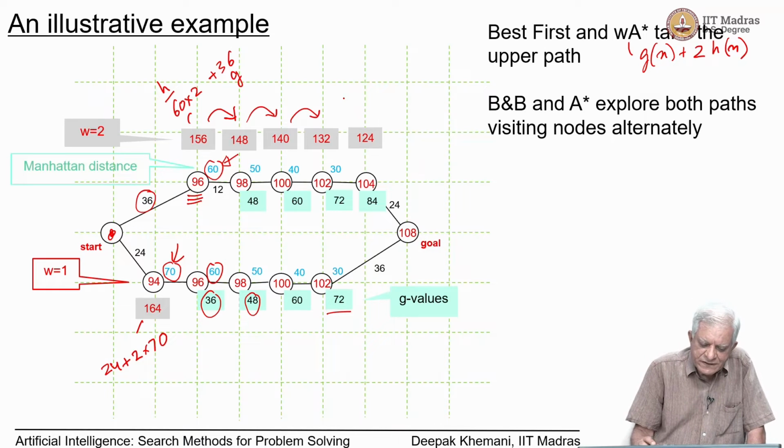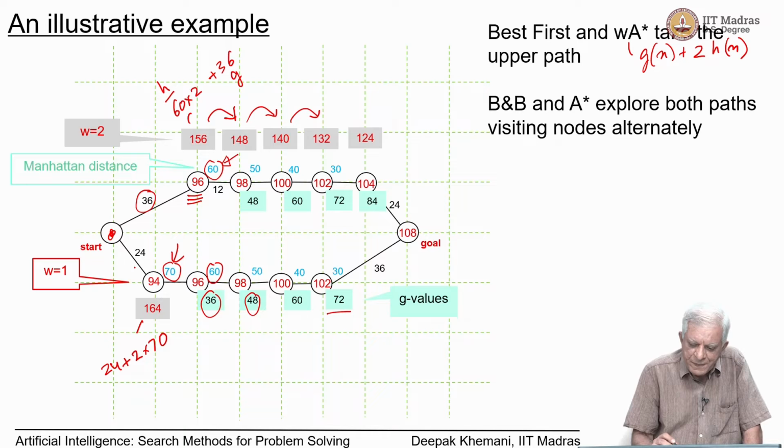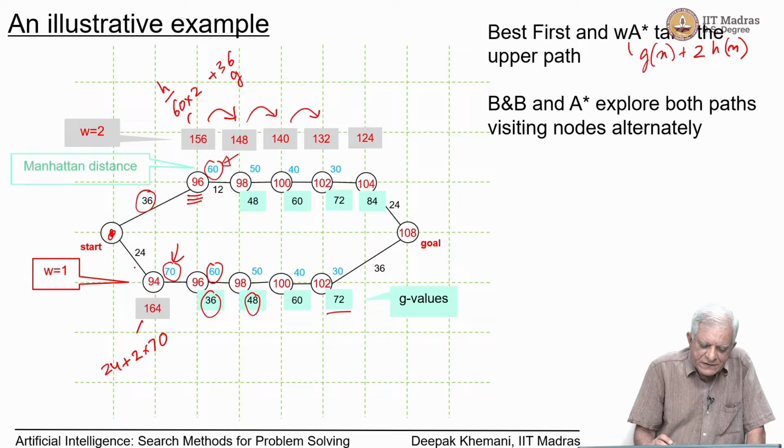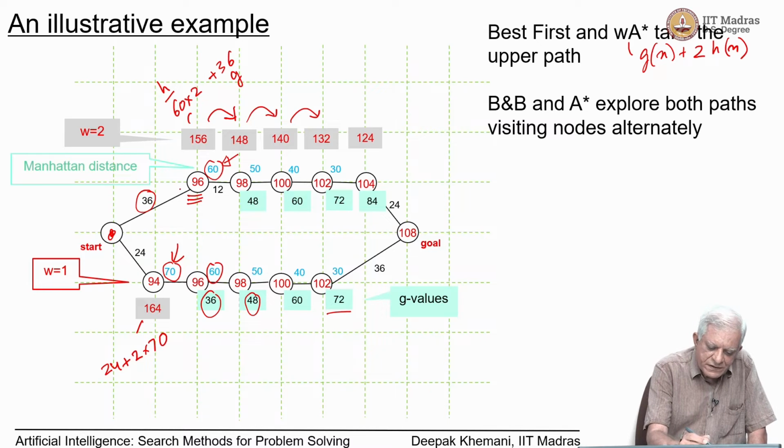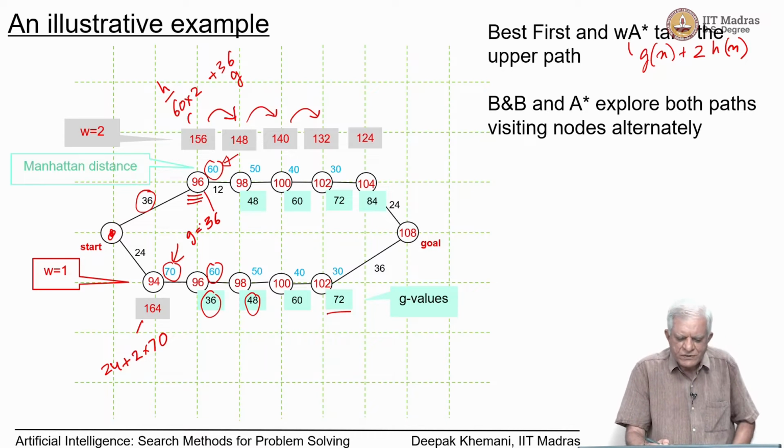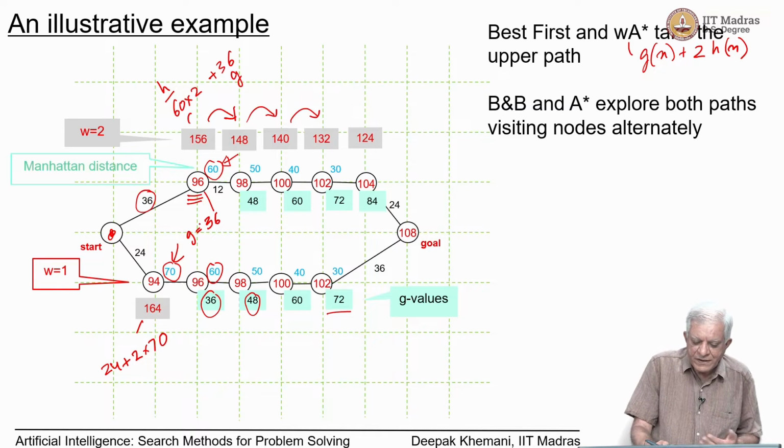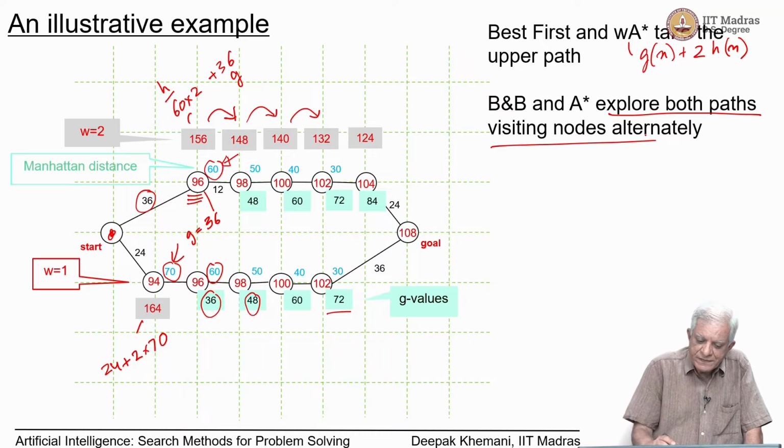Branch and bound looks only at g values. So, initially of course, it will explore the node which is at a distance of 24, which is the first node in the bottom path. Then the next node will have a value of 36, which is the same as the first node in the top path. So, it will choose one of them, and after that the g values simply remain the same: 48, 48, 60, 60, both on the top path and the bottom path. So, they will explore both the paths, visiting nodes alternately.